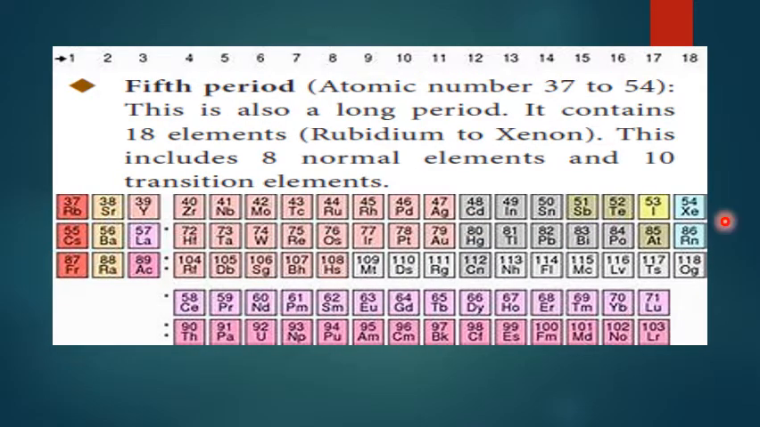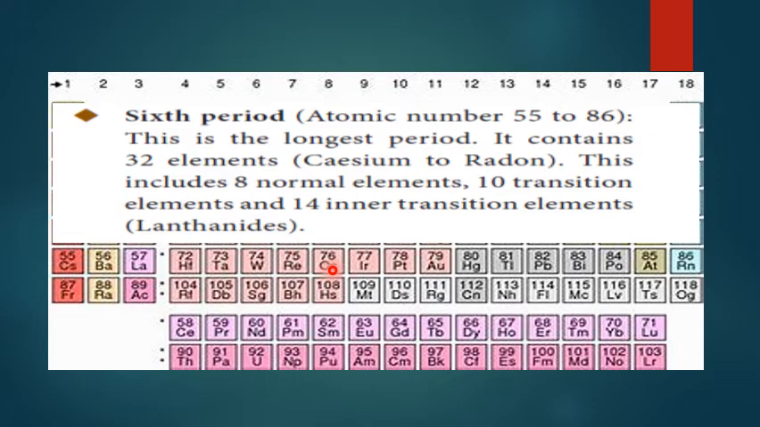This is the fifth period. This is also a long period. It contains 18 elements from rubidium to xenon. The atomic number is from 37 to 54. Rubidium, the symbol is Rb. Xenon, the symbol is Xe. This is the fifth period, the atomic number starting from 37 to 54.